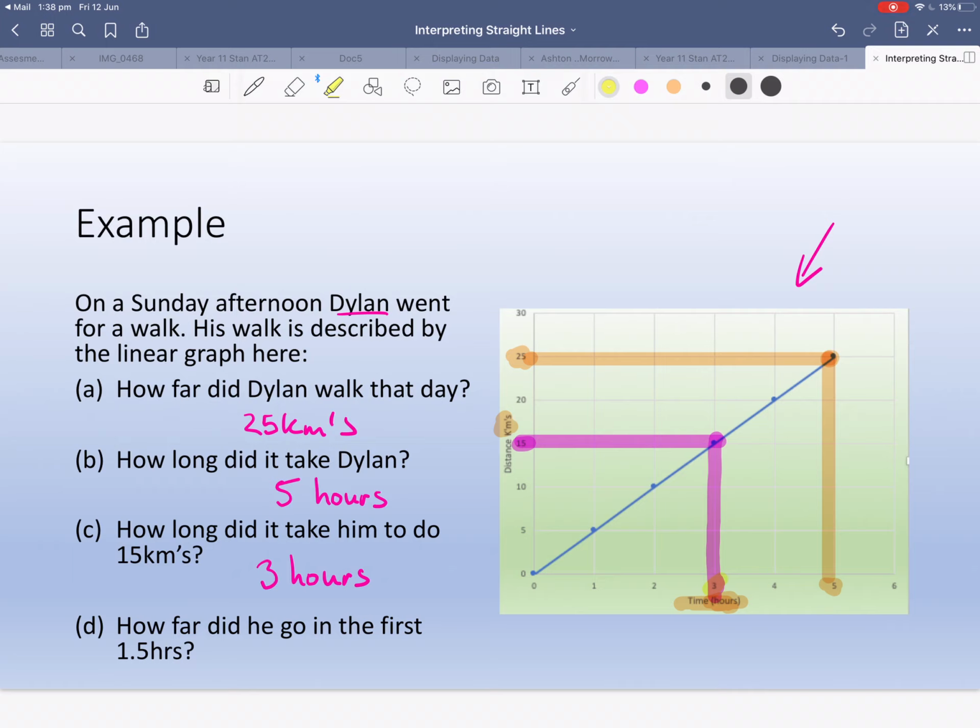How far did he go in his first 1.5 hours? So I'm going to have to do the reverse of what I did. So 1.5 is about here. So I'm going to have to hit the line. And then where it hits the line, I'm going to go straight across. Ooh, that looks like about 7 or 8. So I'm just going to go 7.5 kilometers. This is about as accurate as we can get with this. So essentially we're drawing vertical or horizontal lines to a graph and then seeing what they measure off.